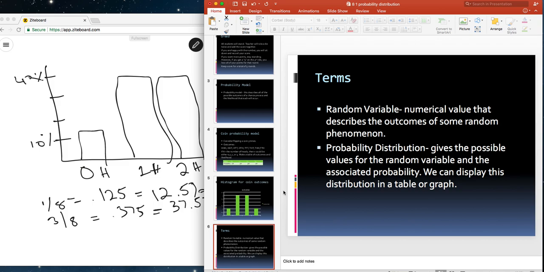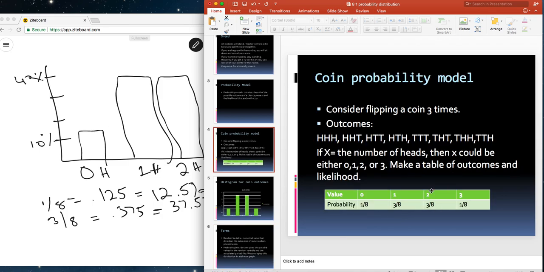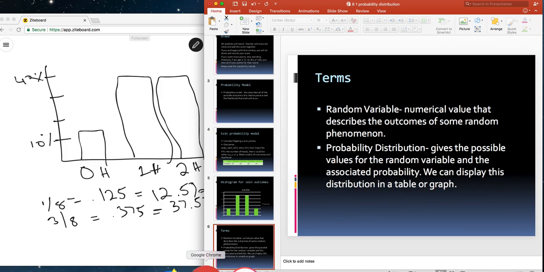And probability distribution, that goes back to our table that we had right here. This is an example of a probability table or probability distribution. And that just basically gives the possible values for the random variable. So in our case, the possible values were 0, 1, 2, and 3 heads. And then the probability that goes with each. Once we have our probability table or probability distribution, we can graph it, which is an example like I did. So far all we've done is working with heads and tails and different things like that, but you could do random variables with anything really.